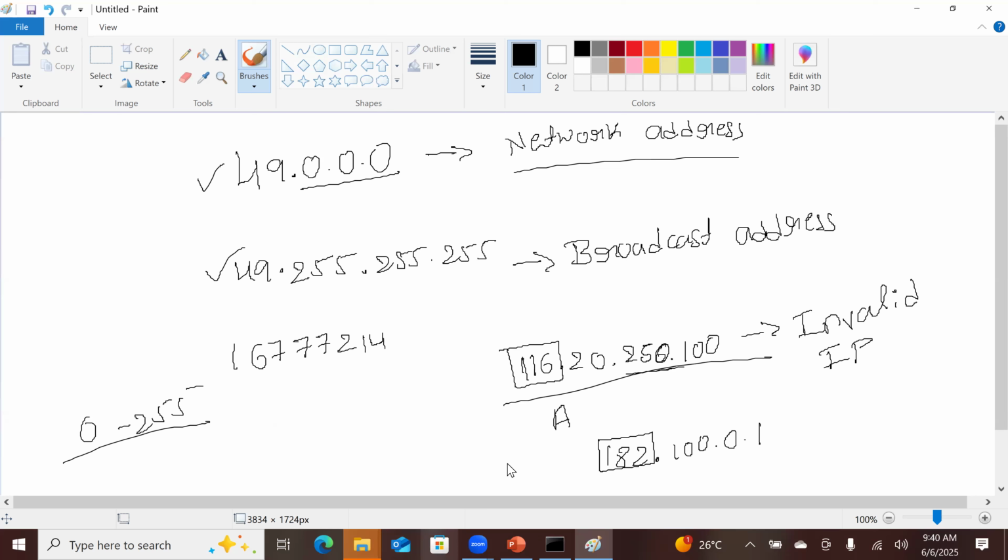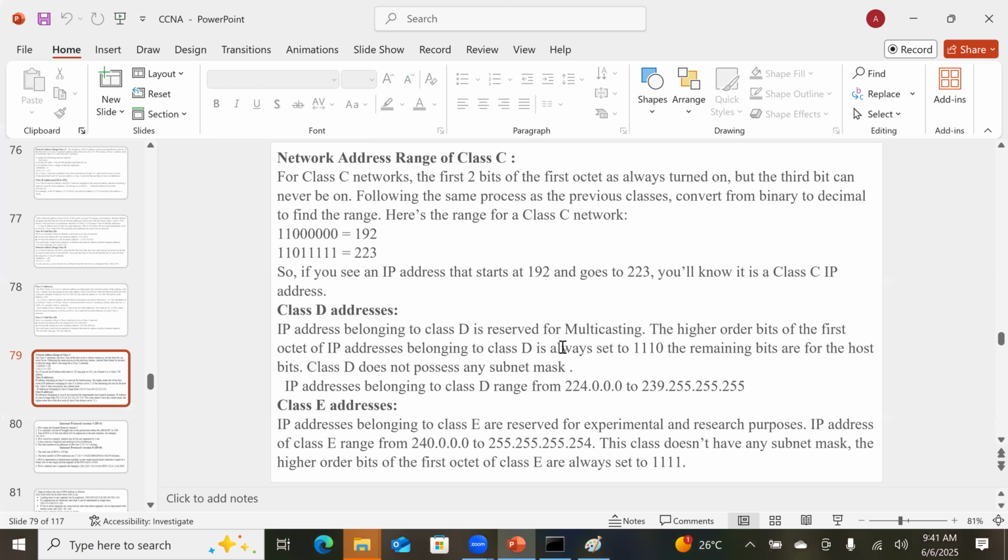If you know the class, you can have the subnet mask, because the default subnet mask of class A is what? 255.0.0.0, and class B, 255.255.0.0, class C, 255.255.255.0. Good.